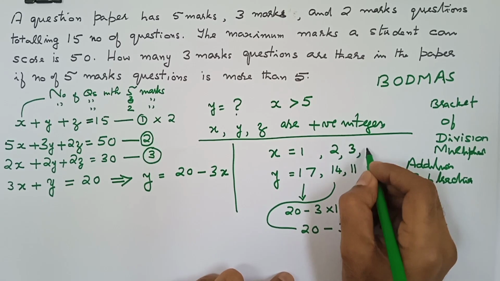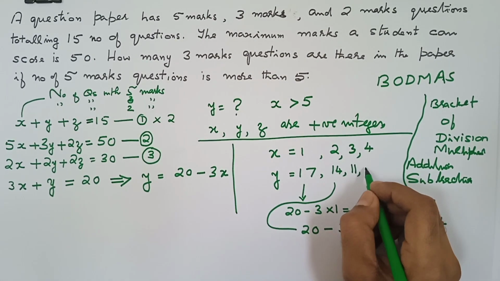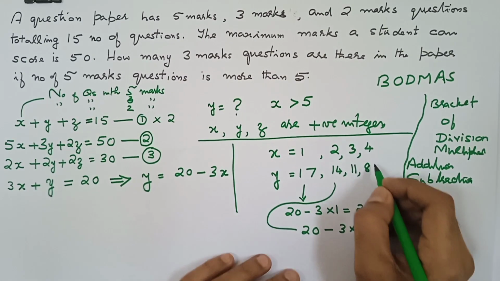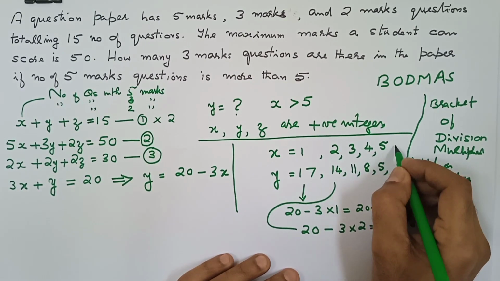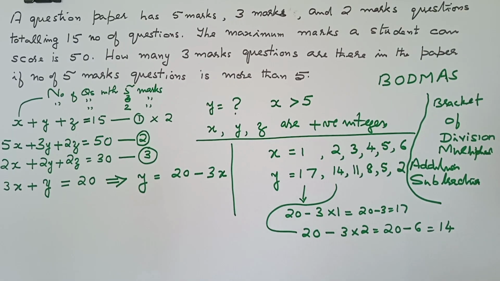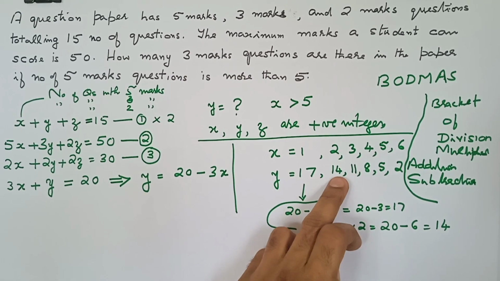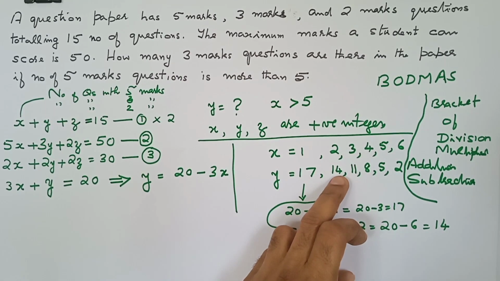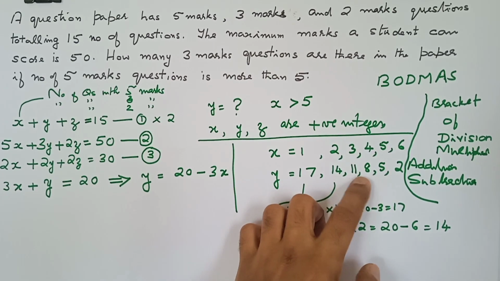You will get 11 here. 4, if you substitute, you will get 8. 5, you substitute, you get 5. Then 6, you substitute, you get 2. See, if you can find out these two, the others will automatically follow. I'll tell you how. Look at the difference between these two: 3. So when you substitute, the next number you get will be less than this by 3. It's like an arithmetic progression with a common difference of minus 3.